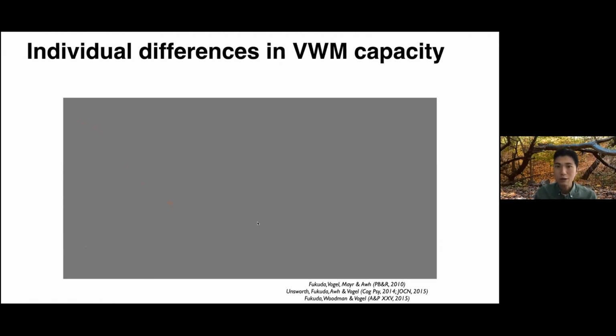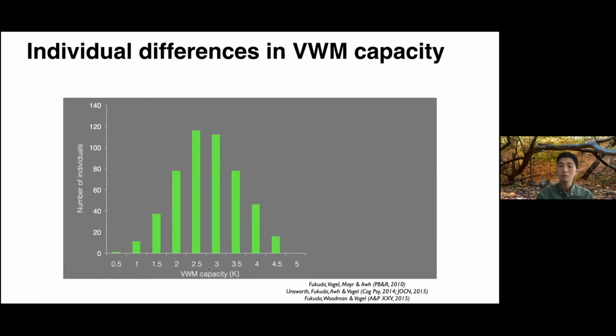Another interesting thing about visual working memory is that there's a wide range of individual differences. What I'm going to show you is a histogram that we collected from about 500 university students. What you can see here is that the mean is right around 3, but at the same time, there's a wide range of individual differences. Some people can remember 4 or more colored squares worth of information, whereas others can remember 2 or less.